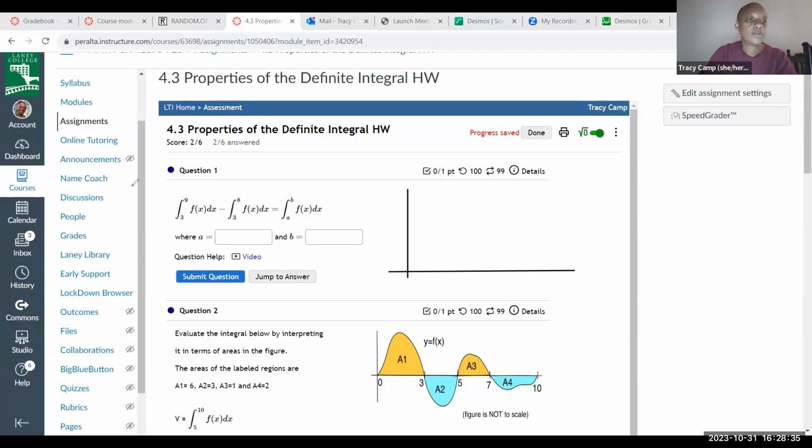I'm going to draw this curve. Let's imagine we have a curve, right? And this is my y equals f of x.